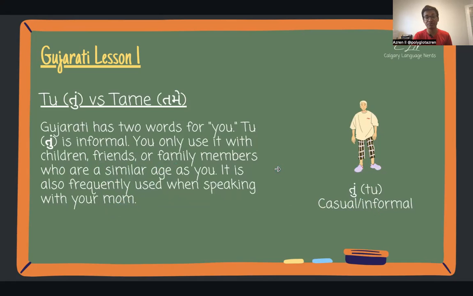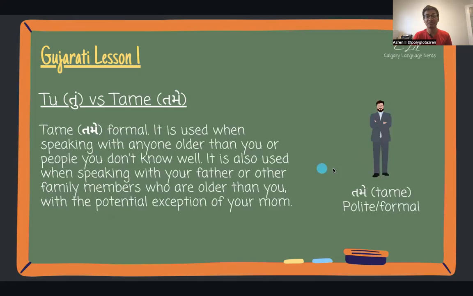The other word for you is tame. Tame is more polite or formal. It also means you. So 2 words in Gujarati that only have one English equivalent. So tame means you as well, but it's used when you talk to people who are older than you or people you don't know very well.